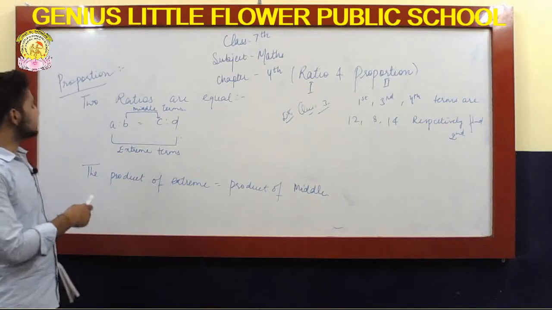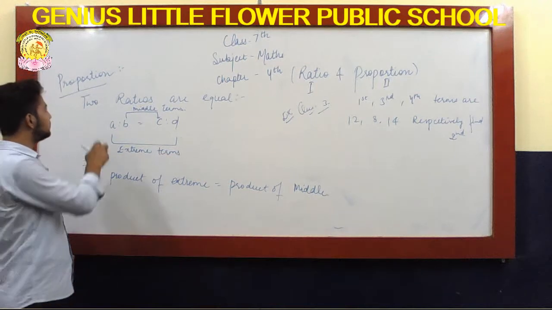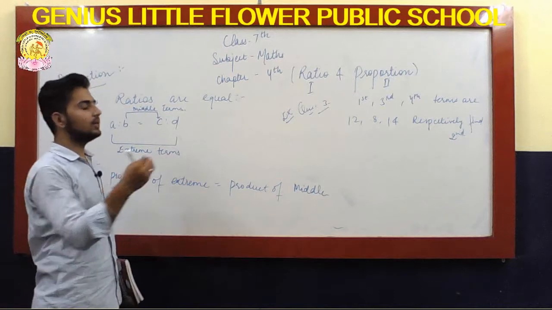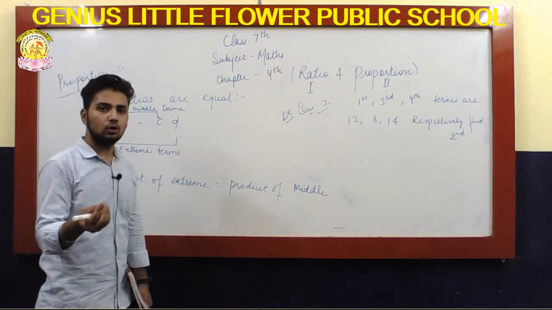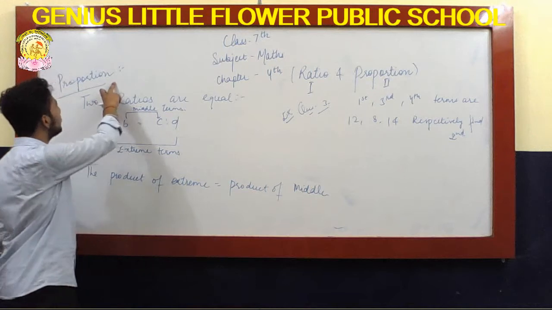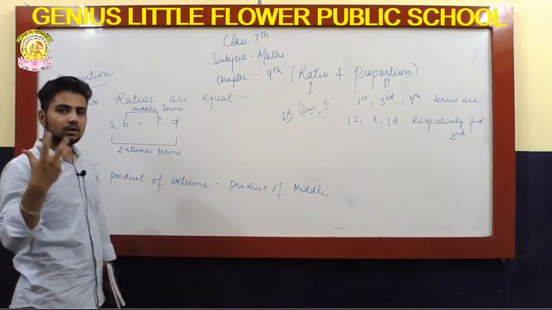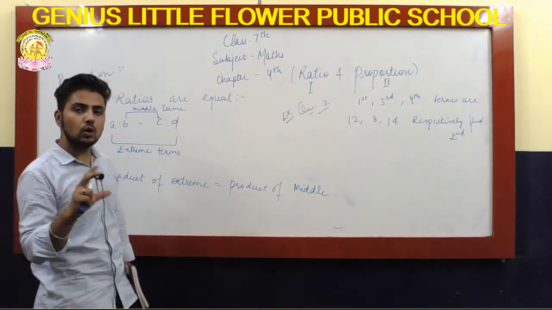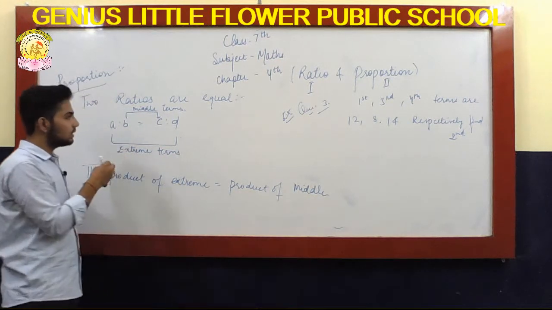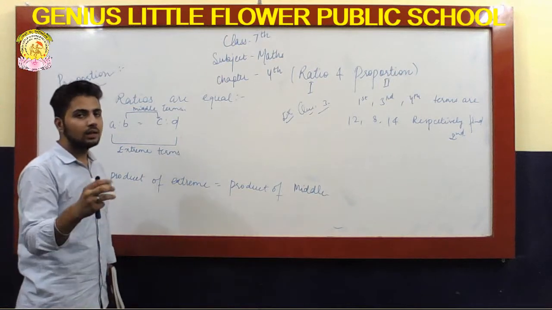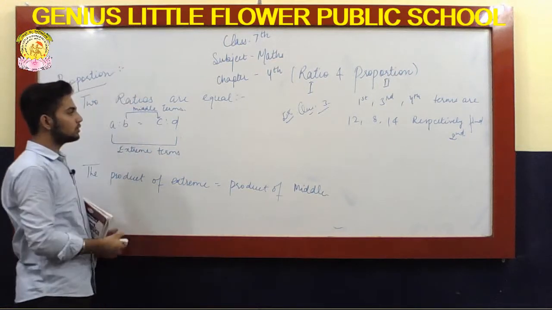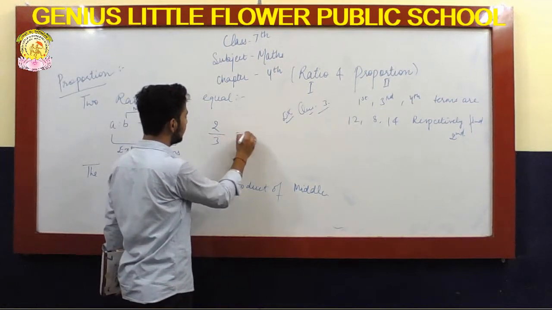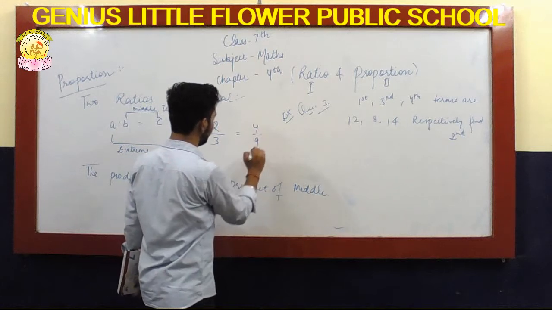Now we continue with the second part of this chapter, which is proportion. So what is proportion? We have considered ratio. What is ratio? Ratio is the magnitude comparison of two quantities. Now we are coming to proportion. Proportion is a term which is used for two equal ratios. If we are considering two equal ratios or equal divisions, you can say these two ratios are equal, then that is called proportion.